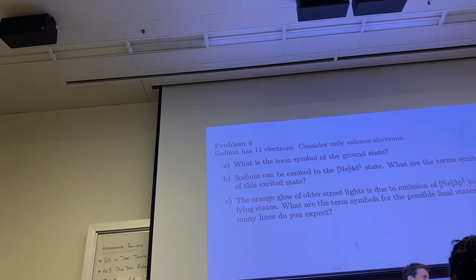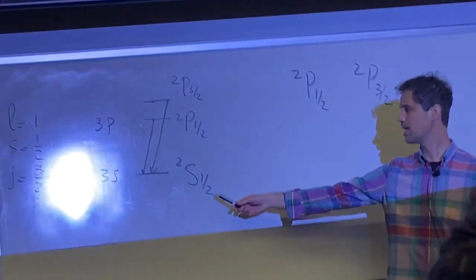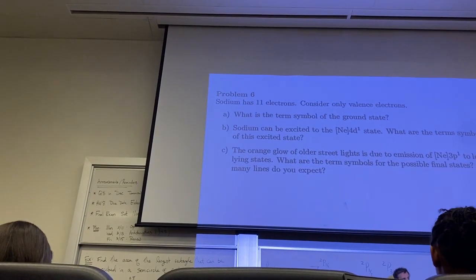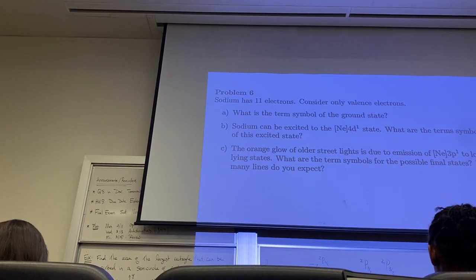And those are the 2 allowed transitions. There's going to be 2 lines. Did you have a question? No. Okay. So it's a doublet. So the answer to this question is the ground state or lowest lying state is the ground state that we just figured out in question A. And there's going to be 2 lines expected.